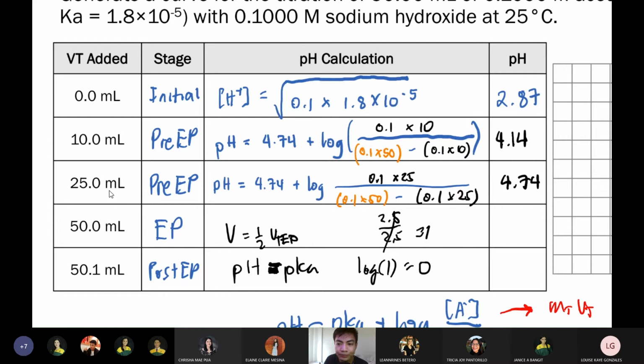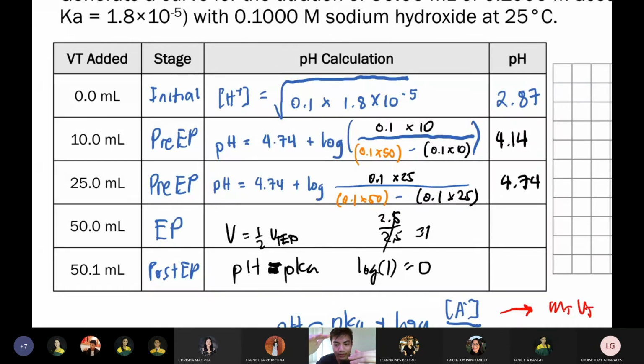Halfway sa endpoint. Okay? So, ano ulit yung mga takeaway natin dito? Una is that if ang volume ng titrant is halfway na siya sa endpoint, then ang pH ng solution is the pKa itself. Okay? So, the pH is the pKa itself. Pag halfway ka na, 25 na, kalahati na yun ng 50. Diba? Bakit nagiging ganun? Kasi, if you are halfway in the process, yung analyte and titrant mo, nagmi-meet din sila halfway.